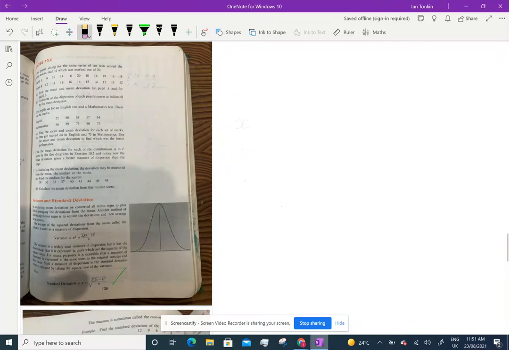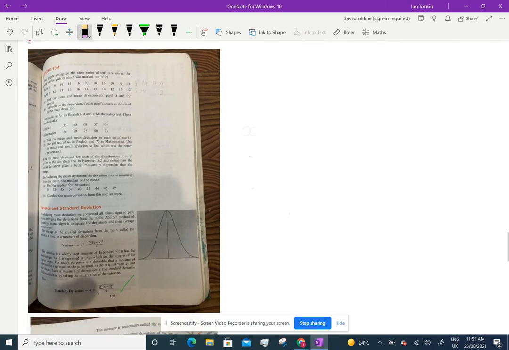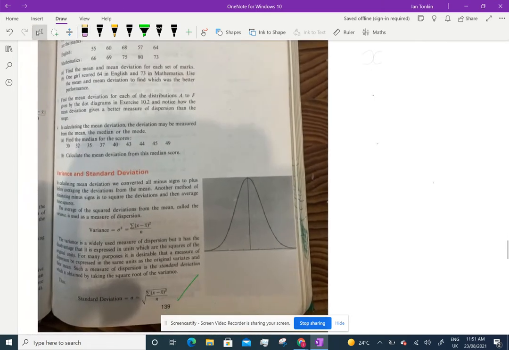Year 11, we're going to go over variance and standard deviation. And we're going to relate this to our probability distributions. But before we do that, we're going to have a quick look back at what variance and standard deviation are.